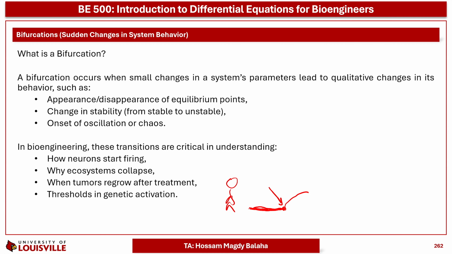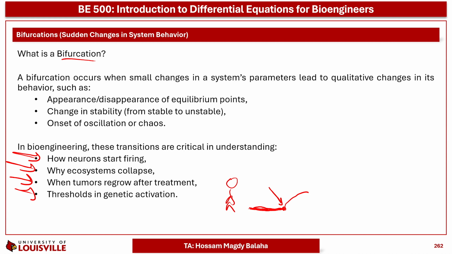So by studying the bifurcation and understanding the qualitative behavior or how it changes visually, we can understand many things, such as how neurons start firing, why ecosystems collapse, when tumors regrow after treatment, or thresholds in genetic activation. So the idea now is that we have a certain parameter and we need to understand, by changing that parameter, what is the behavior of the system.